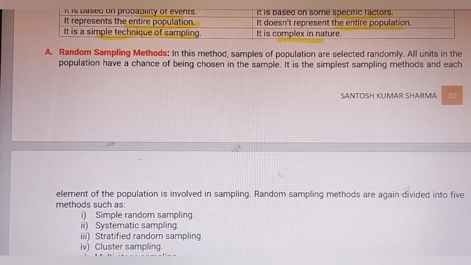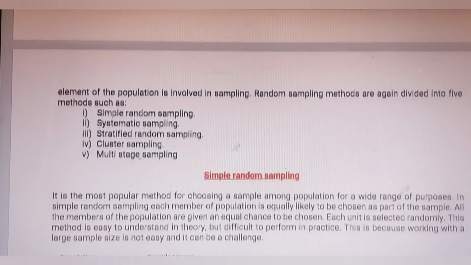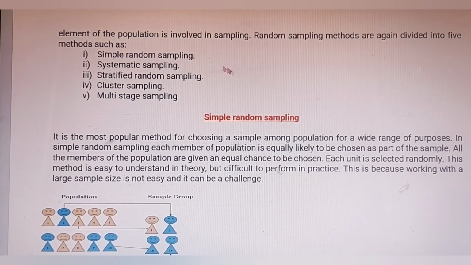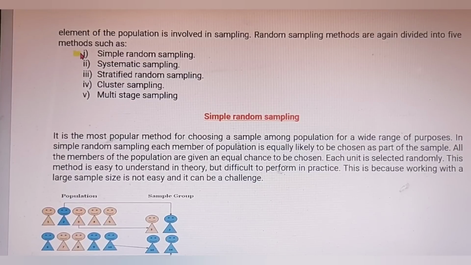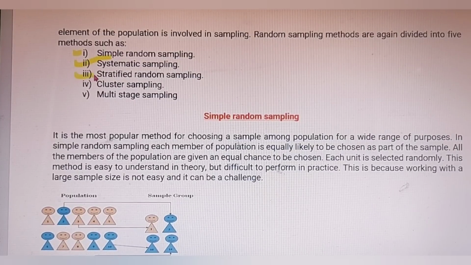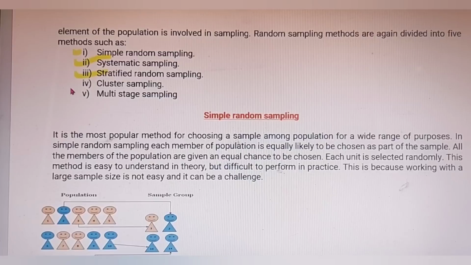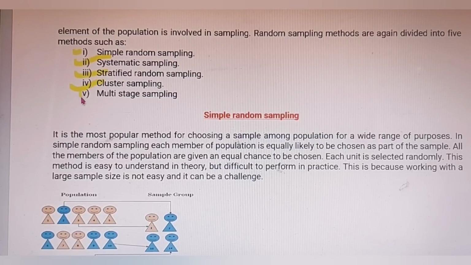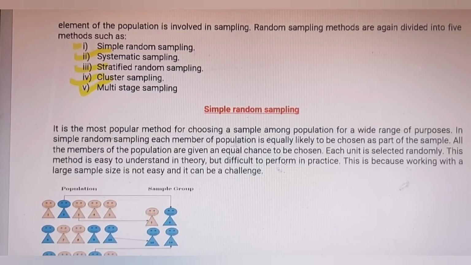Now, random sampling again can be divided into 5 types. That is simple random sampling. The second one is systematic sampling. Third one, stratified random sampling. Fourth one, cluster sampling. And fifth one, multi-stage sampling. Now, one by one we can discuss this.